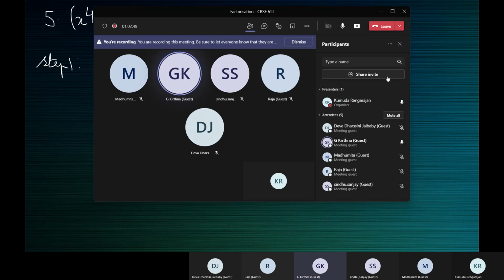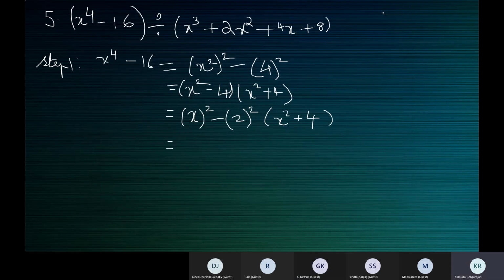Okay, Kirtana. How do you write x minus 2 to the whole power square, ma'am? No. It's in the form a square minus b square, right? x square minus 2 square. a square minus b square is a plus b into a minus b. a plus b into a minus b.